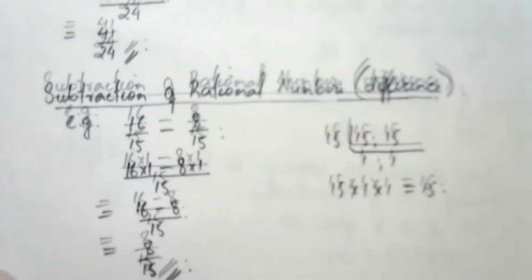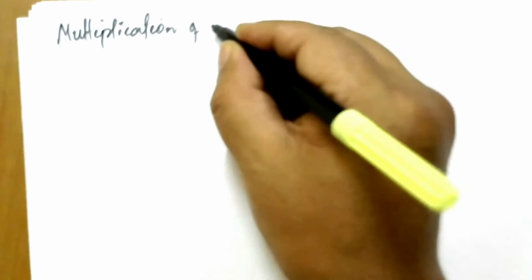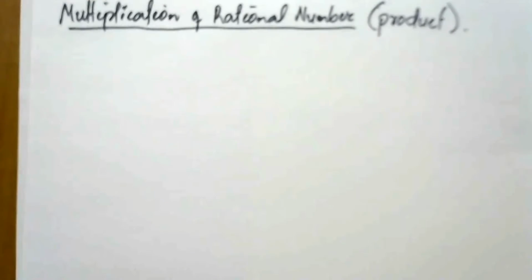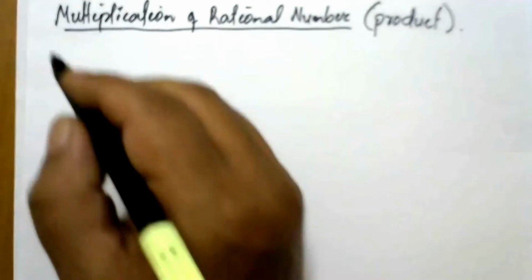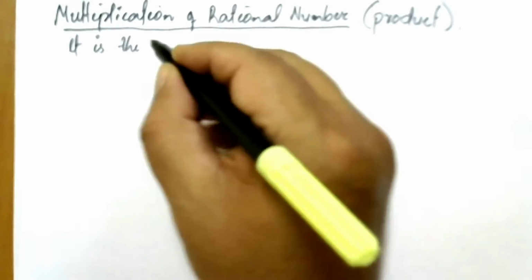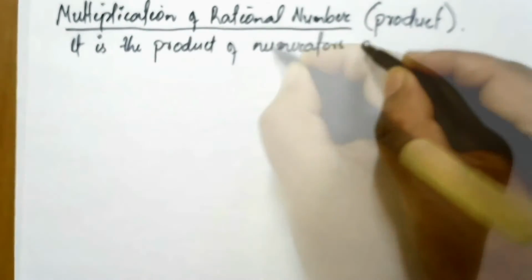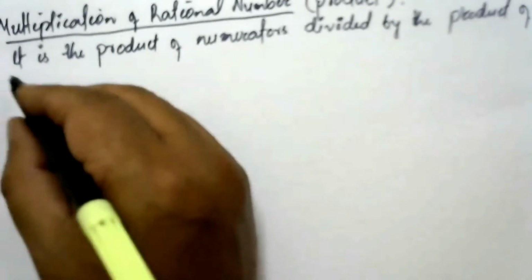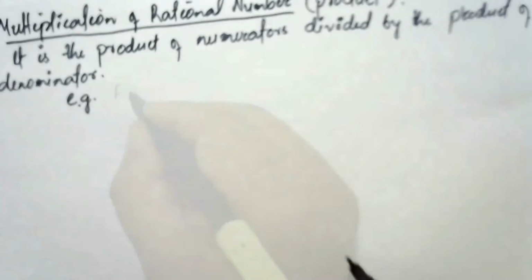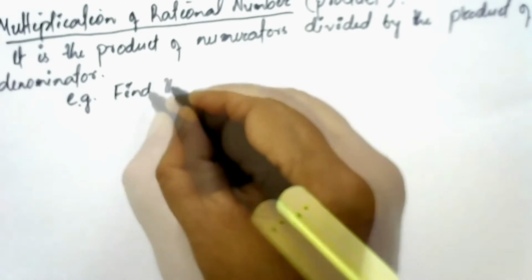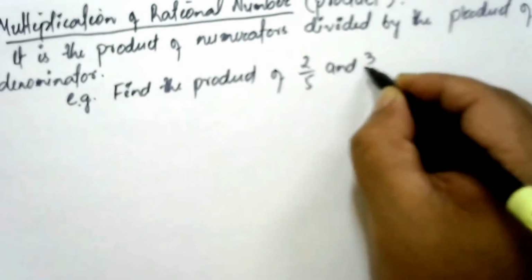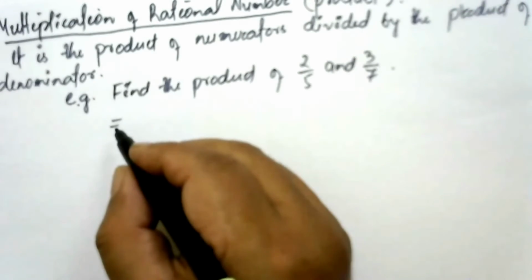And the next one, multiplication of rational numbers. Multiplication means product. Multiplication of rational numbers is the product of the numerators divided by the product of the denominators. Let's look at one example. Let's say, find the product of 2 by 5 and 3 by 7. This one we can do easily.